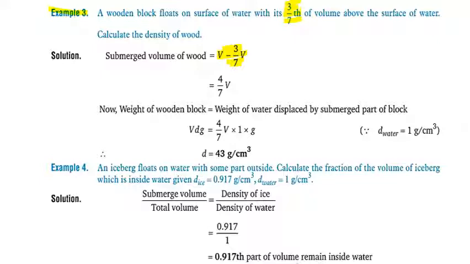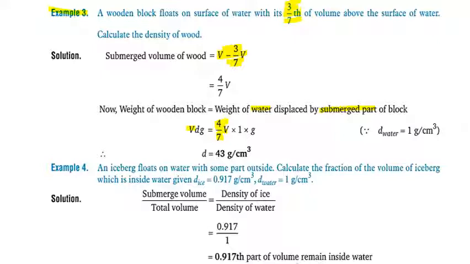Now the weight of the wooden block is equal to the weight of water displaced by the submerged part. We know this. This is the principle of flotation. So what is the weight of the wooden block? Vd into g. The weight of the water displaced, because water is displaced only by the submerged part, so we will put the volume of the submerged part. So you can write here 4/7. In place of V, you can write 1 if you are using the concept of 1, or you will write V here and 4/7 V into 1 into g. Now what is this 1? It is the density of water. Now the density of the body is 4/7 gram per centimeter cube. I hope this is understood.